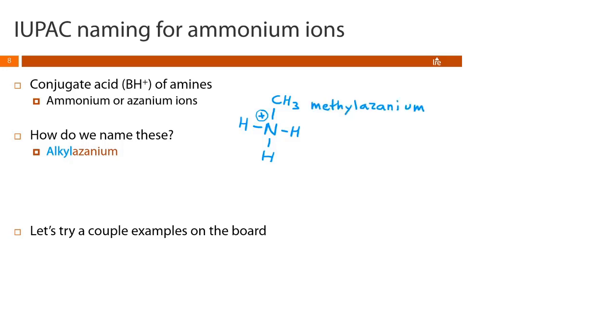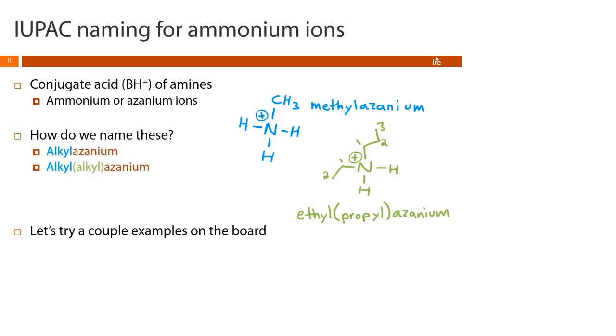Okay, so what if we have two different groups attached to our nitrogen? Well, in that case, we're going to list the two groups in alphabetical order, but we're going to put parentheses around the second alkyl group. So let me give you an example for that as well. Go ahead and pause this video and see if you can give me a name for this azanium ion in green here. Okay, so it looks like we have an ethyl group and a propyl group. So the final name for this ion would be ethyl propyl azanium.